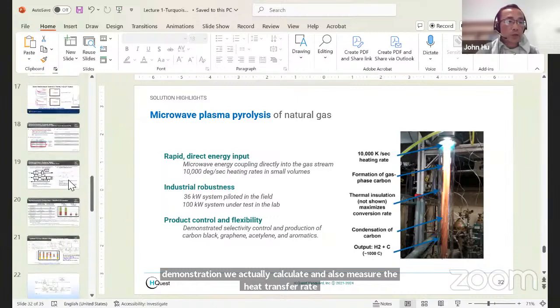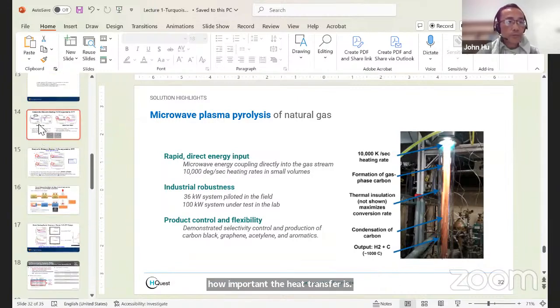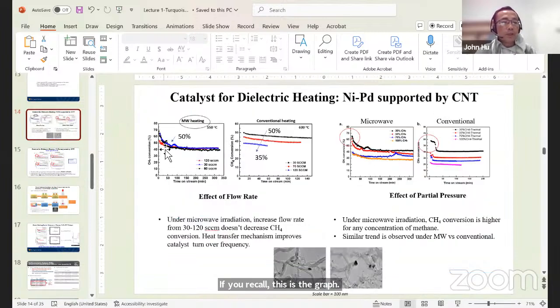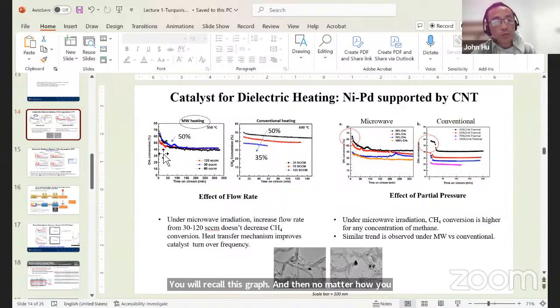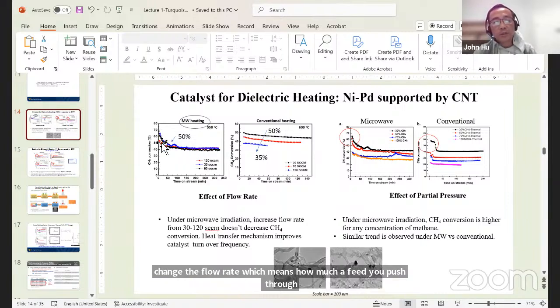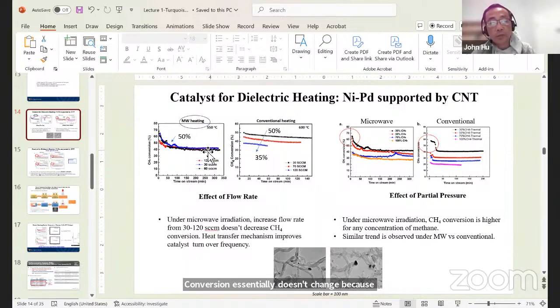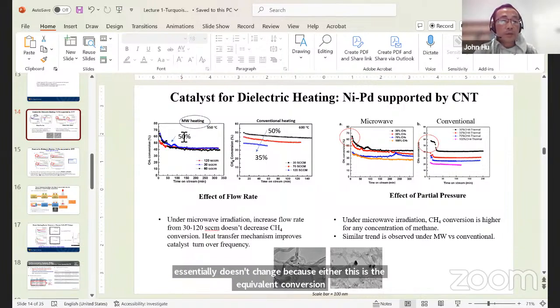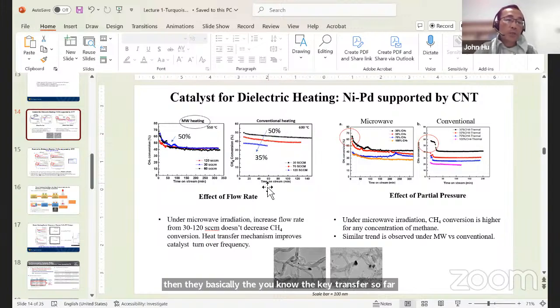If you recall this graph, no matter how you change the flow rate, which means how much feed you push through, conversion essentially doesn't change, because this is equilibrium conversion, and the heat transfer is so fast. However, if you use conventional heating, because your heat transfer rate is so slow, when you increase the flow rate from 30 SCCM to 120, your conversion decreases, moving away from the equilibrium curve.